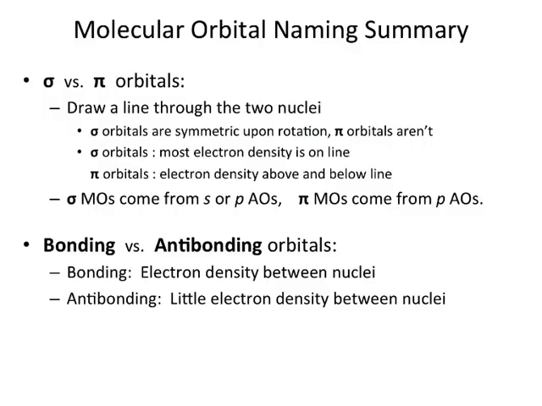All right. So let's summarize the naming we've done so far: sigma and pi orbitals, and how to tell what those are. If you put a line through the 2 nuclei, sigma orbitals are axially symmetric around that line. Pi orbitals aren't. Most of the electron density is on that line for sigma orbitals, but not for pi. Sigma molecular orbitals can come from s or p atomic orbitals, whereas pi molecular orbitals only come from p atomic orbitals. And then bonding means you put electron density between the nuclei, so your little blob goes between the nuclei, and antibonding means you don't.